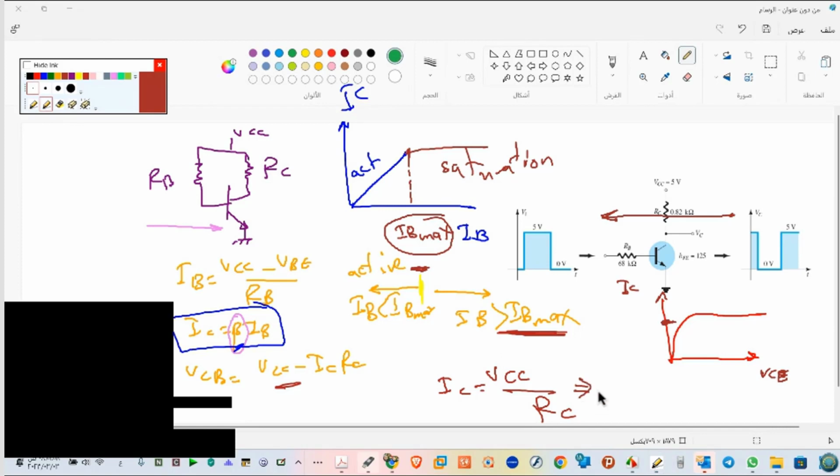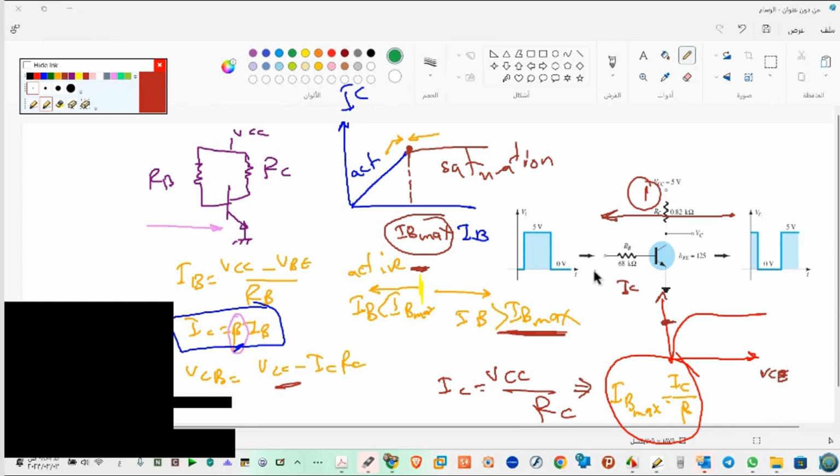Then I have IC. I know this formula. I want to calculate IB max. IB max is the last point from active and the first point of saturation. So IB max is IC over beta. Okay, I will calculate IB max in this case. I will know now IB max. This is from out. This is first.